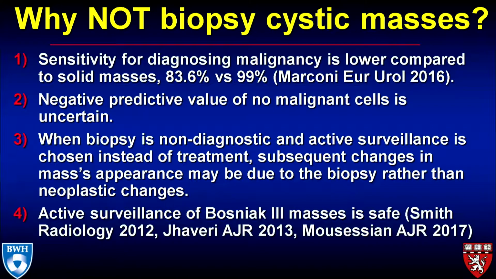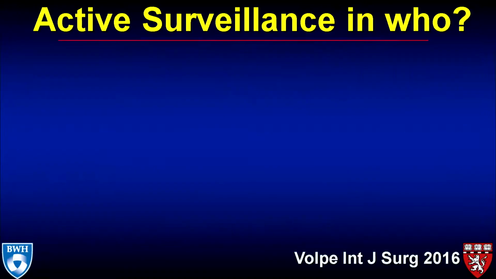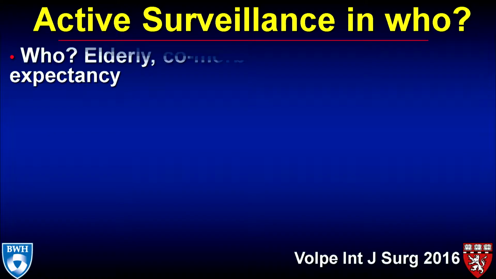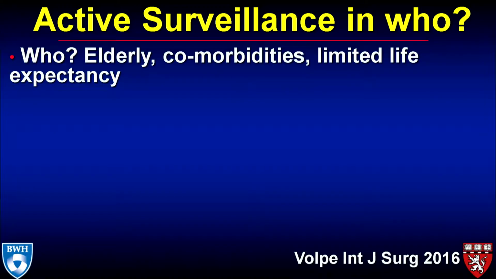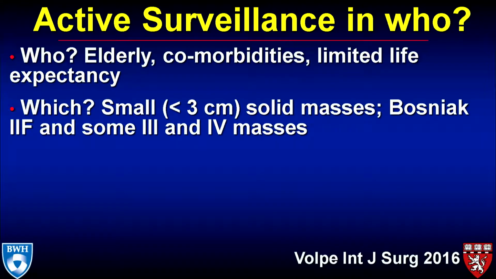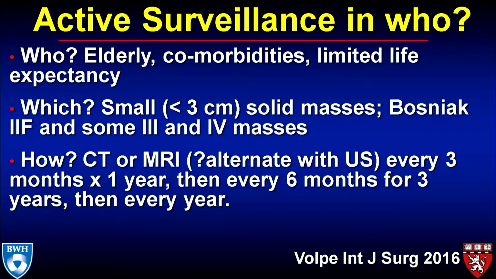But the biggest change that's really happened is that it seems to be safe to actively surveil Bosniak 3s. So if you're unsure if a patient has medical or surgical comorbidities, we're going to choose an active surveillance protocol rather than biopsy in those patients. Now, what about active surveillance? Who should we consider? Elderly, comorbidities, limited life expectancy. Which masses? Small ones, generally under 3 centimeters, 2 Fs, and then some 3s and 4s, of course, in patients with limited life expectancy.